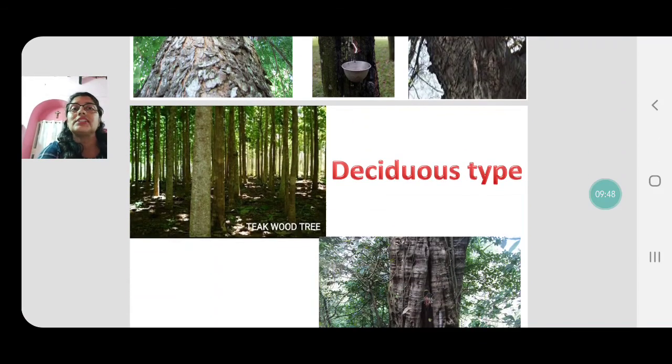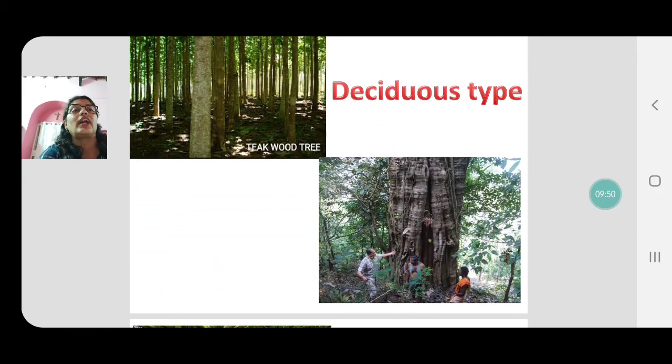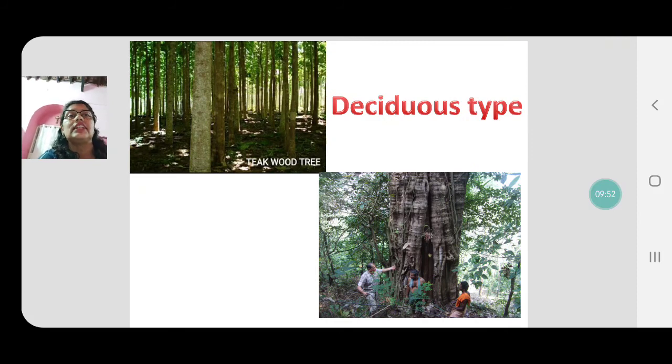Deciduous type, the leaf shedding type in the dry regions. Here you find the teak trees. There are plenty that are found deciduous, because we saw most part of India is covered by deciduous forests. So these are teak wood. This is the second picture. The lower picture shows you the biggest teak tree in Kerala.